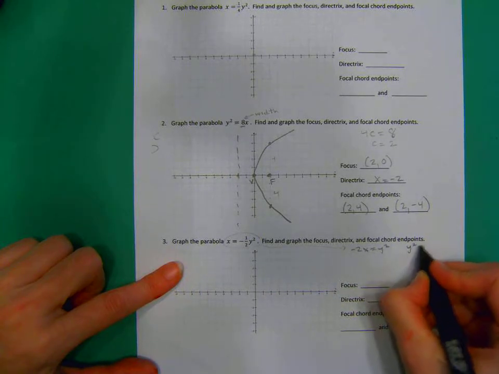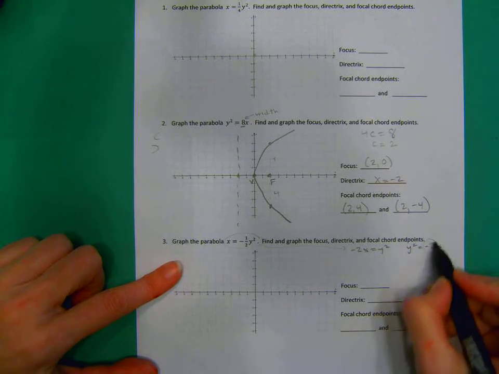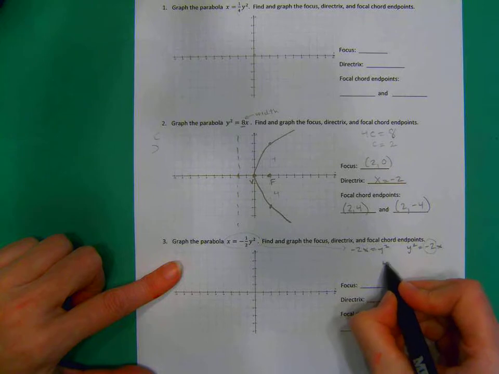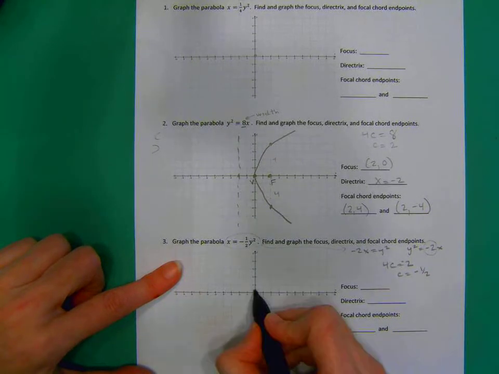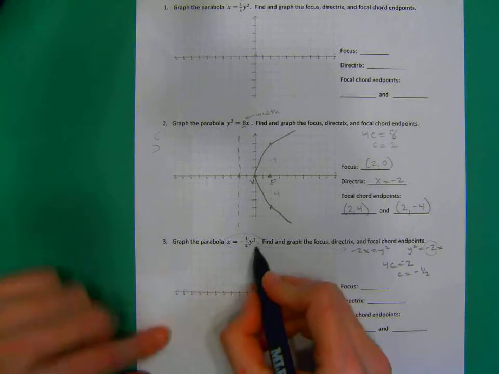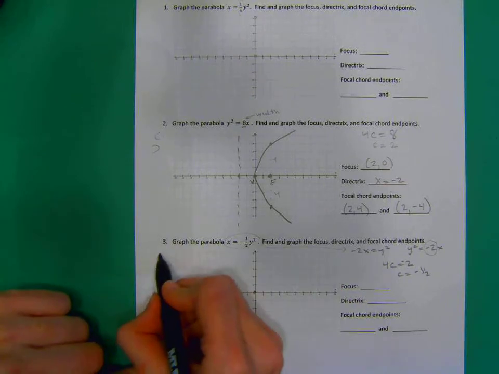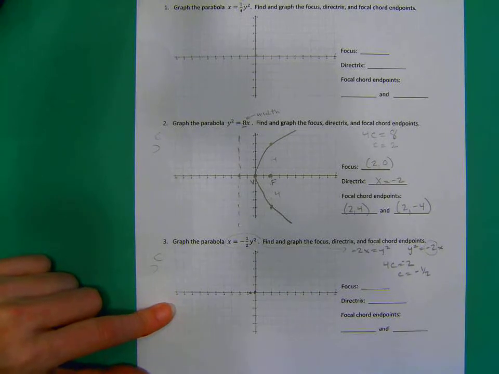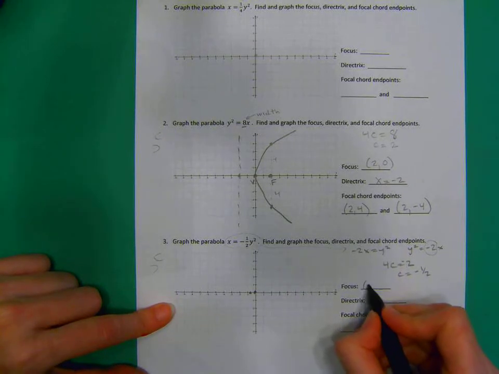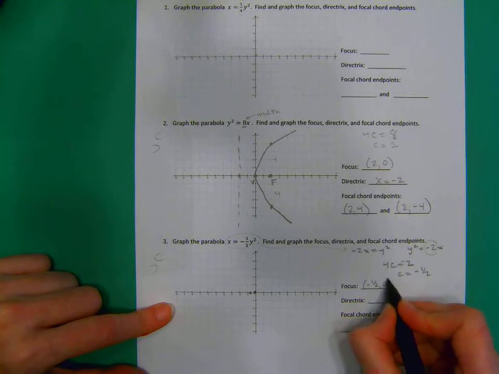And just for my own self, I'm going to rearrange that. That means that this is 4c. So 4c equals -2, and c is -1/2. Now, c being negative means my focus is going to go backwards. So here is my, again, y is squared, so it's either going to be this way or this way. C is negative. I'm going to go back 1/2. There it is. That's my focus. So my focus would be -1/2, 0.